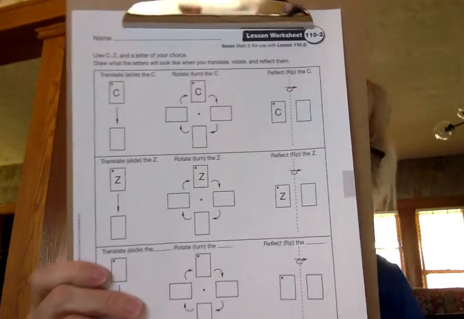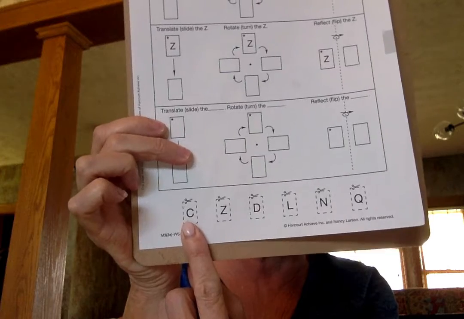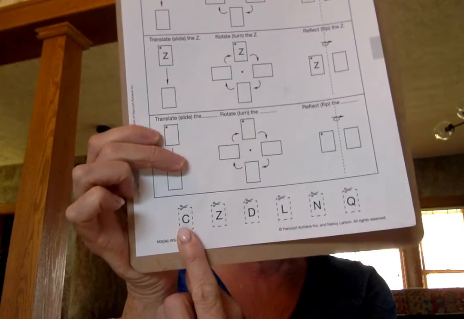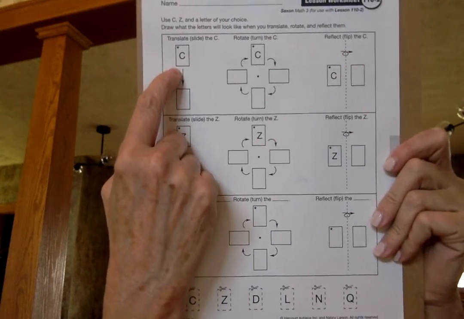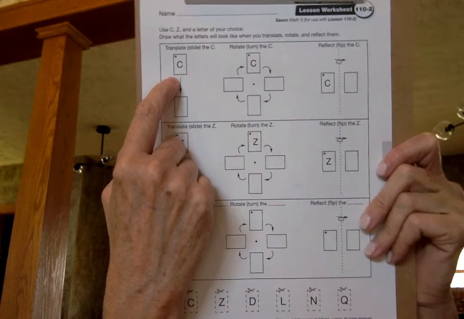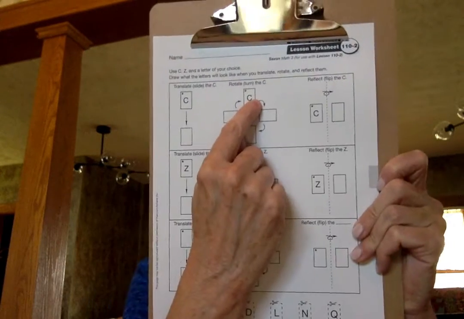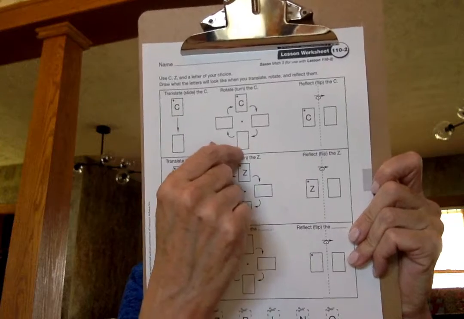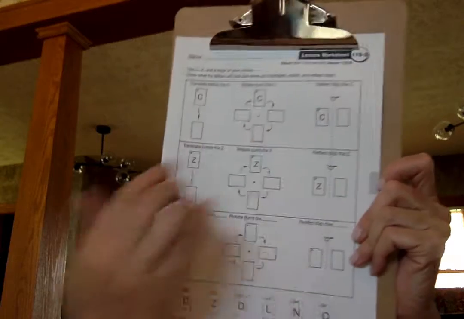Okay, I'm going to let you try now. I'm going to have you get out 110-2. And at the very bottom, I'm going to have you cut out the C. Once you cut the C out, I want you to put it up here below the word translate. And I want you to slide it to the box below. Now put your C where it says rotate and rotate it around. Then put C here and flip it.